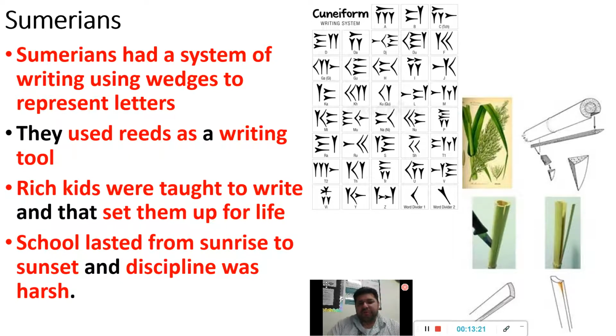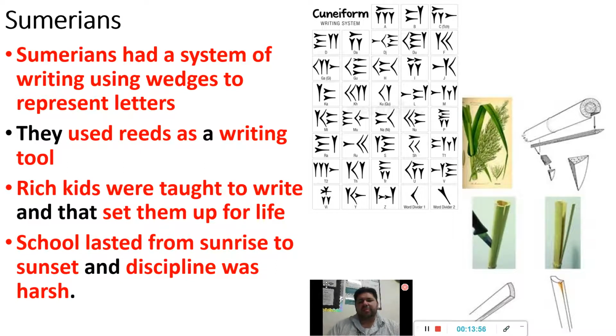The thing is, not everyone was taught to write. Rich kids were taught to write. And basically, once you learned to write in the Sumerian culture back then, you were set for life. You could get basically any job you wanted, because you knew how to write, and that was rare. The trade-off is that school lasted from sunup to sundown. School was all day.